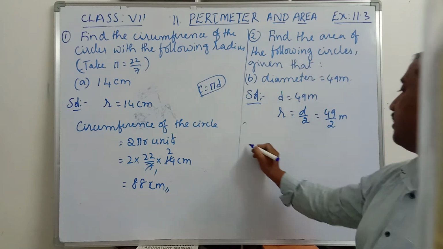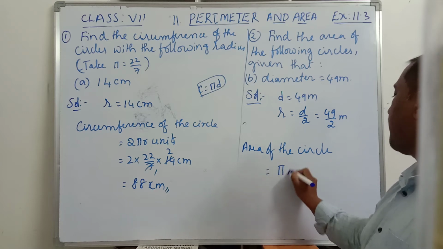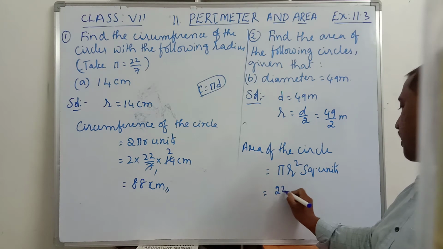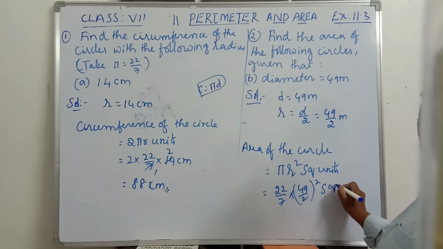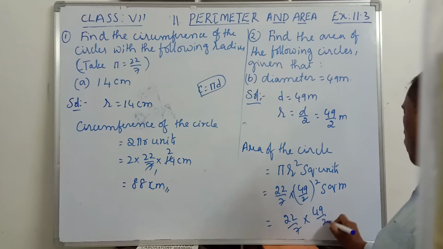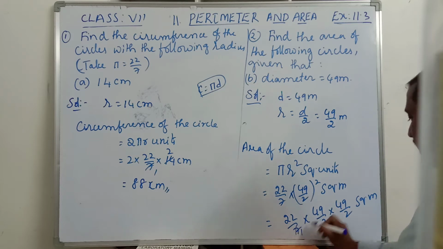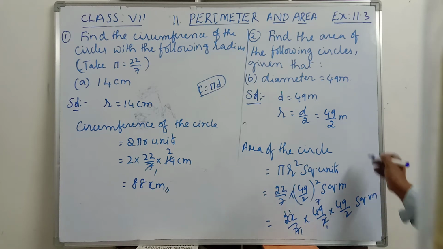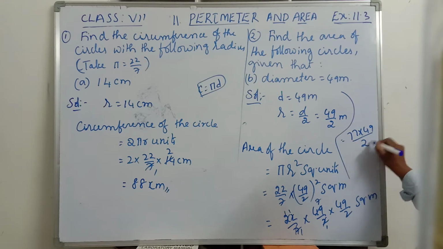What we have to find is the area of the circle. The formula is pi r square units. Pi is 22 by 7 into the radius 49 by 2 whole square meters. Now it will be 22 by 7 into 49 by 2 into 49 by 2 square meters. Now simplify this. 7 ones are 7, 7 sevens are 49. 2 ones are 2. We get 11. By simplifying, that is 11 into 7, 77 into 49 by 2 square meters.